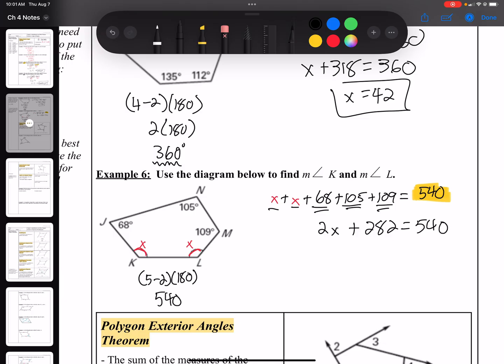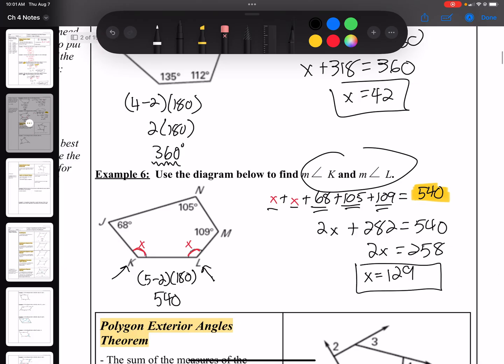Subtract both sides by 282, and you'll get 2x equals 258. Divide both sides by 2, and you get x equals 129, which, let's just double check, is that what the directions asked? It asked for K and L, and we represented by x, so there we go. That is our answer for the measure of angle K and the measure of angle L. It is 129 degrees.